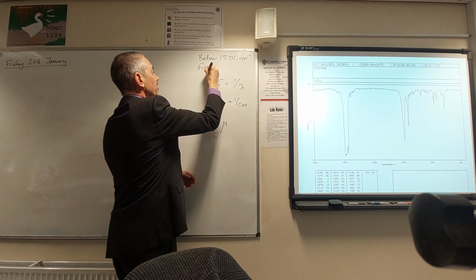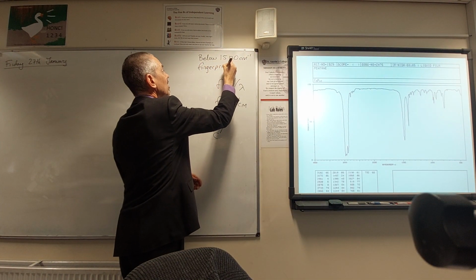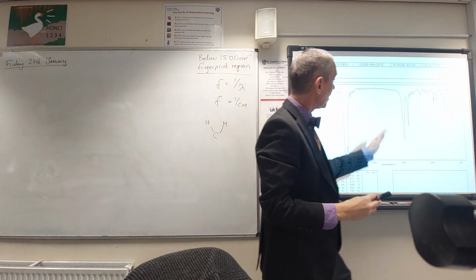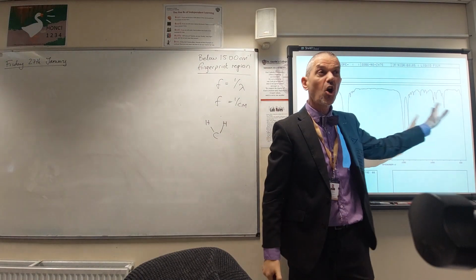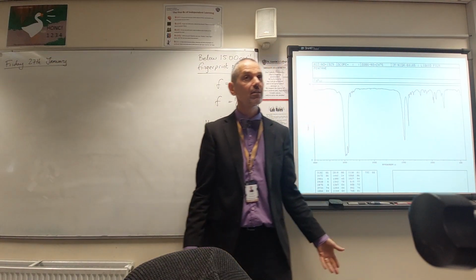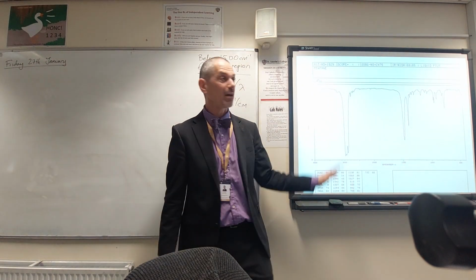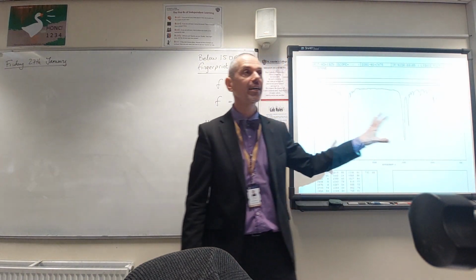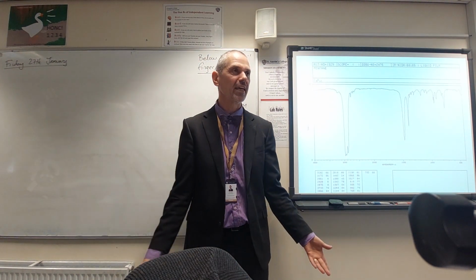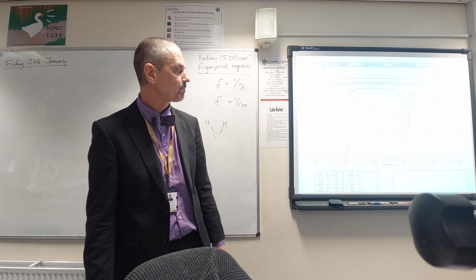We call it the fingerprint region because it usually gives us quite a complicated pattern of peaks, and because it's complicated, we can look it up in a computer database. So that particular pattern would identify pentane in the same way that we can look up a fingerprint, right? Hence the name.